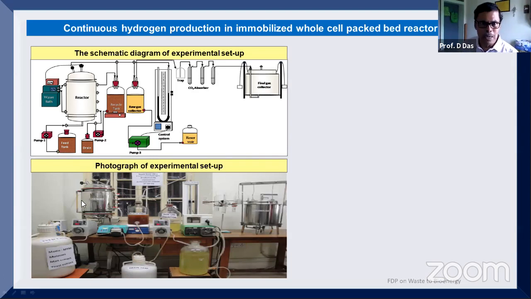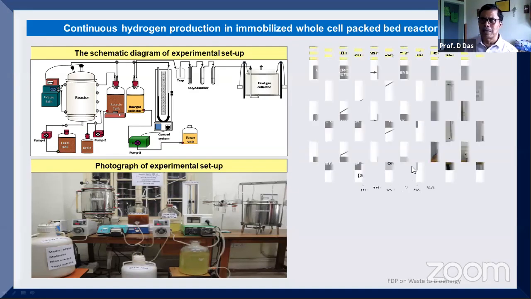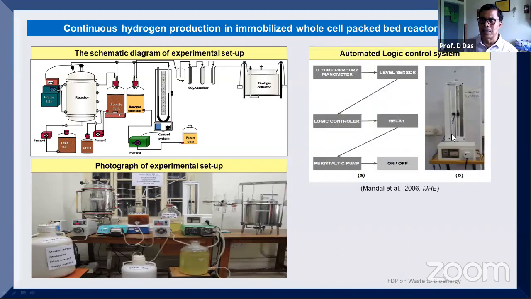This is the custom made 20 liter reactor, and these are the different tanks we have. At the end of my presentation, I shall show you a small video where I can show you the operation of this system. This is the vacuum recycle system that we developed by ourselves, and this is the gas collector. This is the vacuum recycle. This is the automatic logic control system we developed by ourselves.